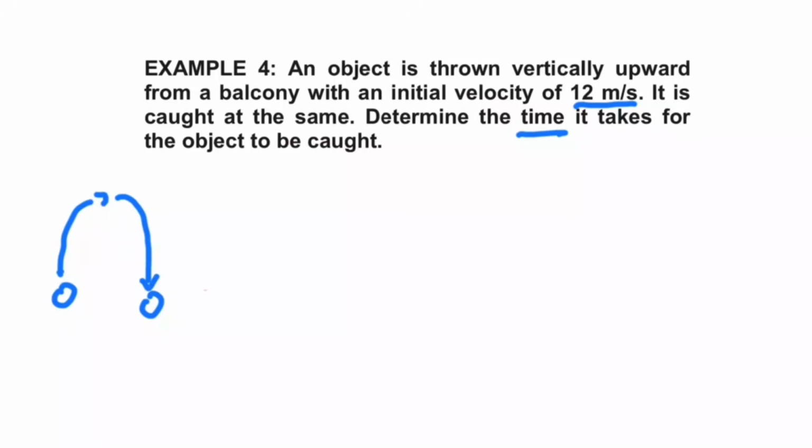Another concept we can use is that if it is thrown upwards with a velocity x, when it comes down at the same position, it will have a velocity of minus x.